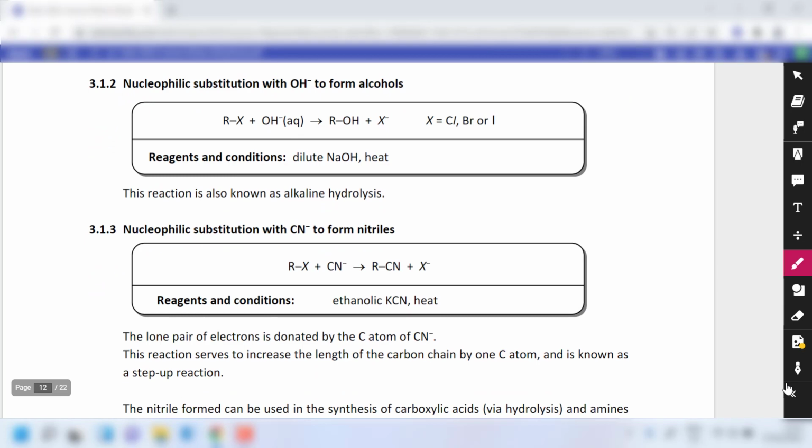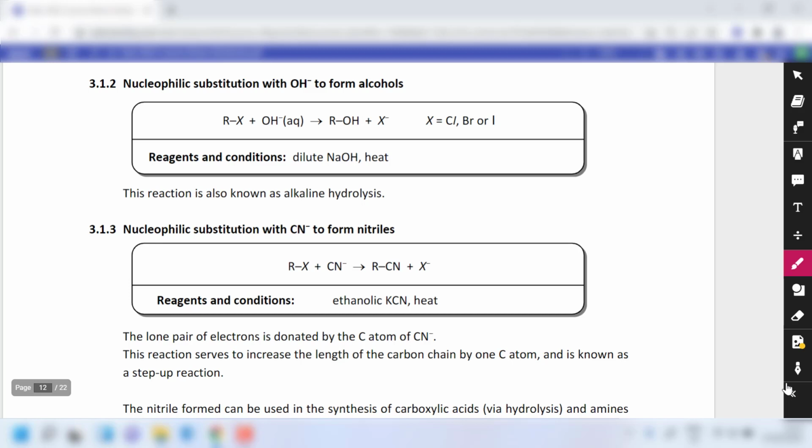Okay, from 3.1.2 onwards, you will encounter a series of very useful nucleophilic substitution reactions. They will form the arsenal which you need in order to work on synthesis type questions. This particular section also shows you the usefulness of halogenoalkanes or halogen derivatives as starting compounds, because you are able to synthesize more useful compounds from them.